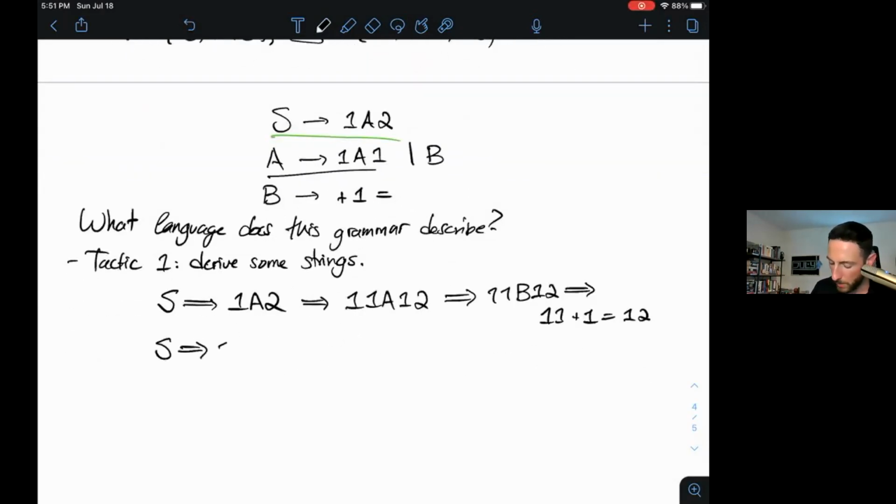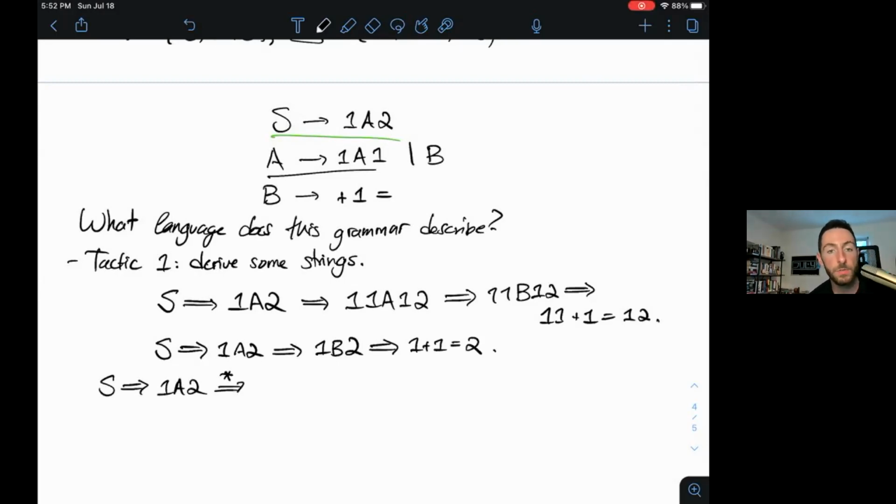What's the simplest string I could make? Well, probably S to 1A2, 1A2 to 1B2 using the second rule for A, and then this to 1 plus 1 equals 2. I'm starting to see a pattern here. I've got strings of ones, I'm adding 1 to them, and I'm getting their sum. So if I use the rule S to 1A2, and then I use my second rule a bunch of times, that's why I've written a little asterisk to show that I am deriving, but this is not an immediate yield, because I'm using the same rule a bunch of times.